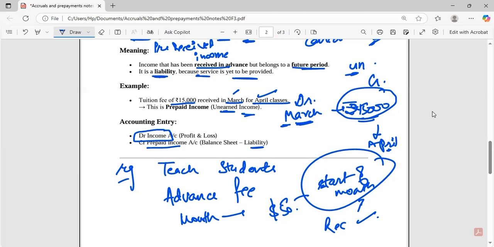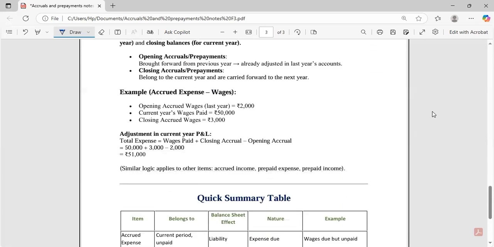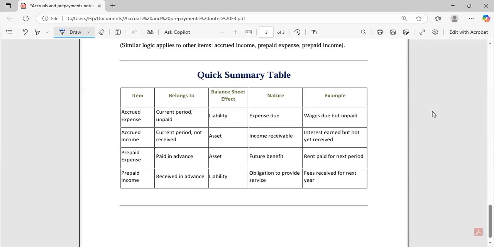So these were the 4 terms. See, I have made a summary table as well. Accrued expenses relate to the current period, but we have not yet paid them. So it is a liability because expenses are due. We have to pay them. Example is wages due but not yet paid. Workers have worked for me, I have to pay them wages, but I have not yet paid. So it could be a liability for me.